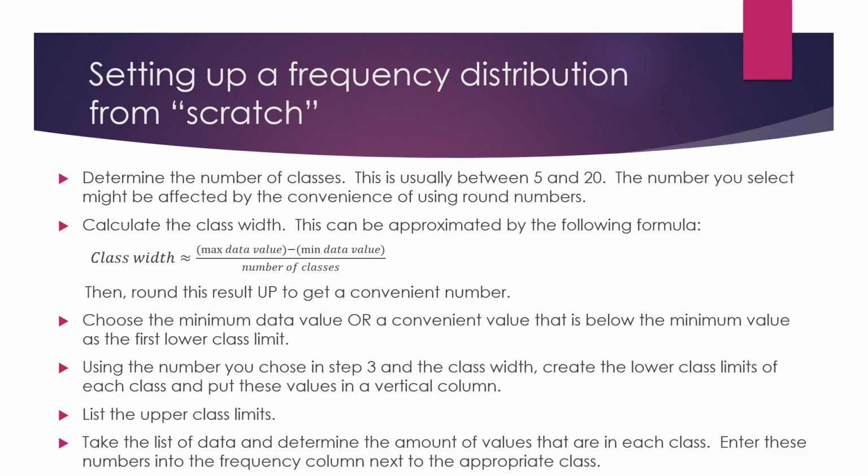Then take your class width and your class starting value to create the rest of your frequency distribution, and then include all of the upper class limits. So I always do the lower class limits and then fill in the upper class limits. And this will all make a lot more sense when we actually view an example. And then finally, take your list of data and put in the number of counts that you have for each of your classes and work on from there.